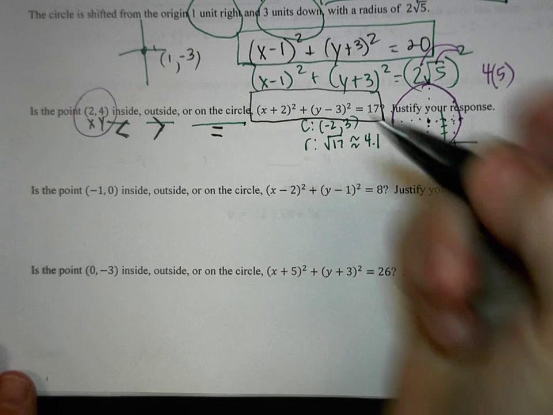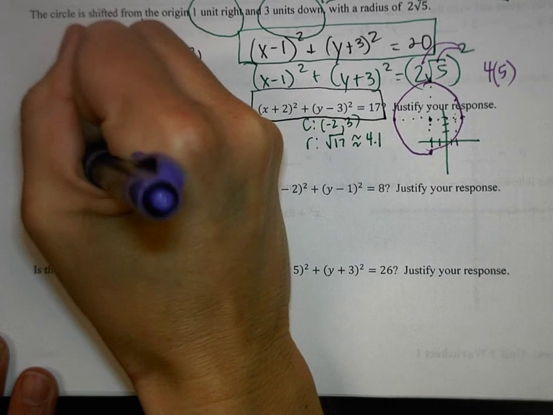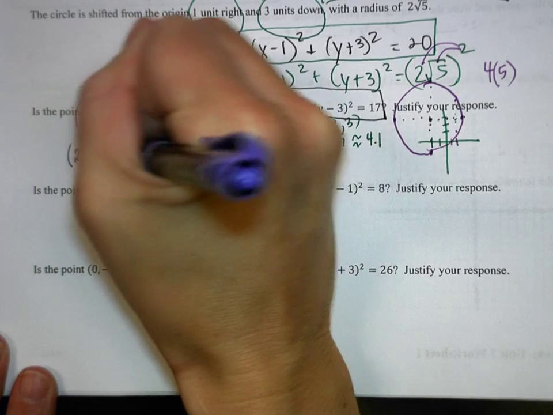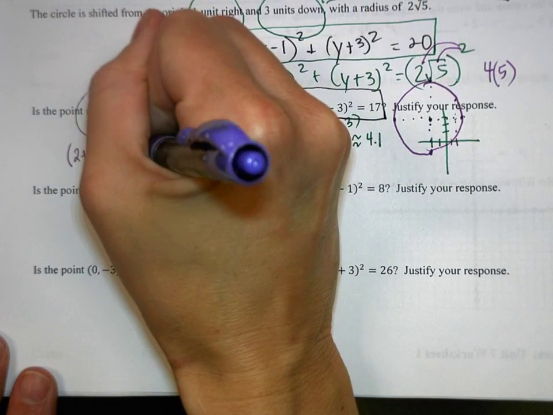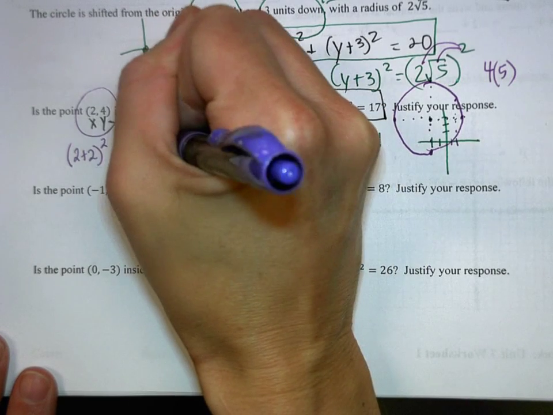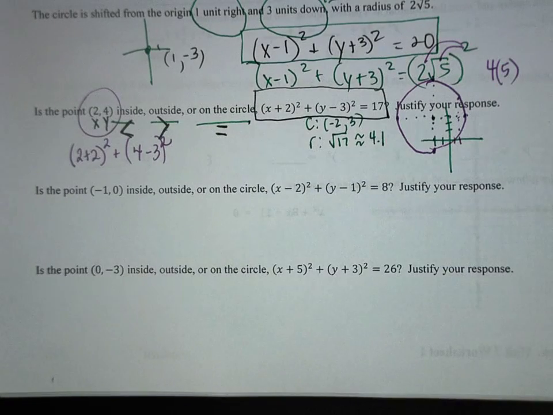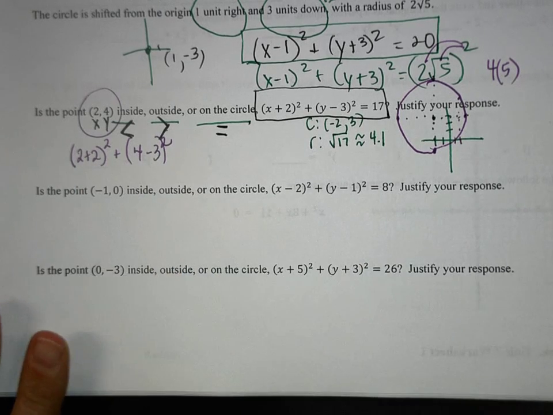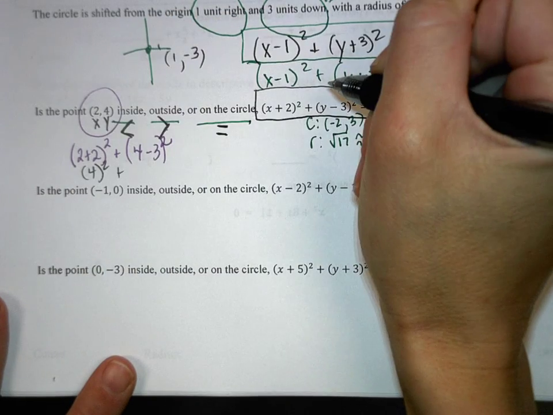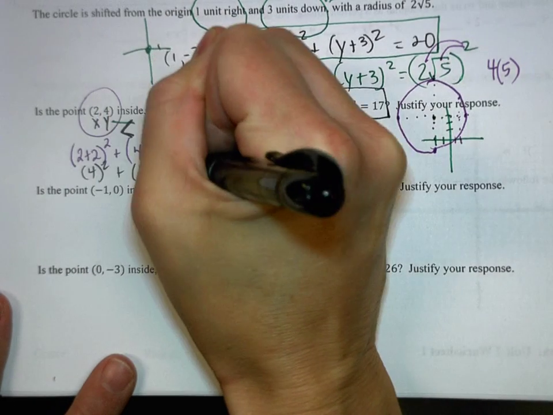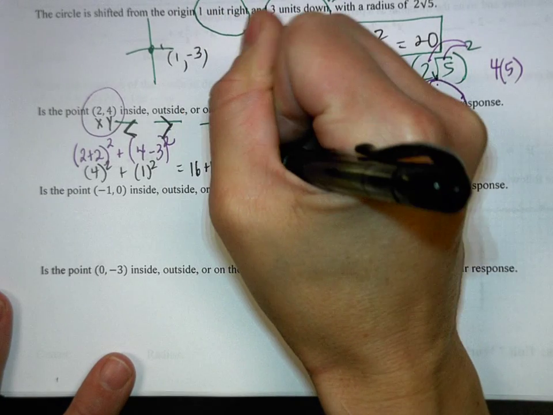Okay, so we're going to plug in our x and y values. And so we get 2 plus 2 squared plus, and then for y, I'm going to plug in what? 4. So we have 4 minus 3 squared. And you could put equals 17, or we could not and just simplify this and see what the number is. Okay? So what's 2 plus 2? 4. So then we have 4 squared plus, and 4 minus 3 is 1, so we have 1 squared. And then what's 4 squared? 16. And 16 plus 1 equals 17.